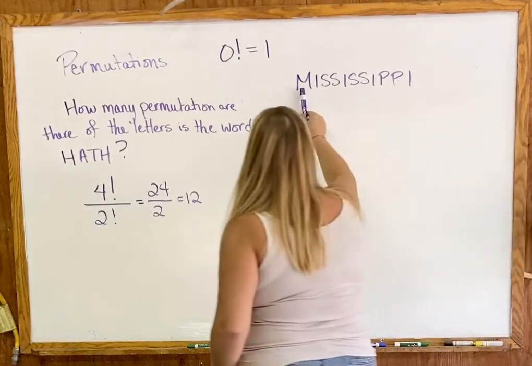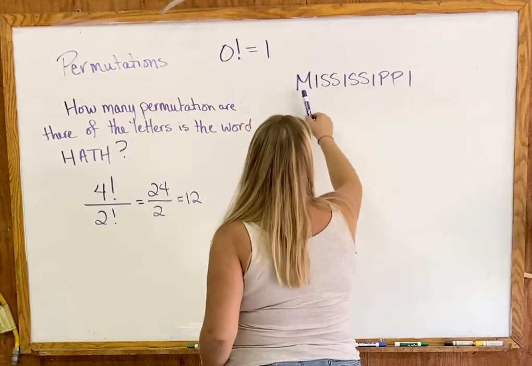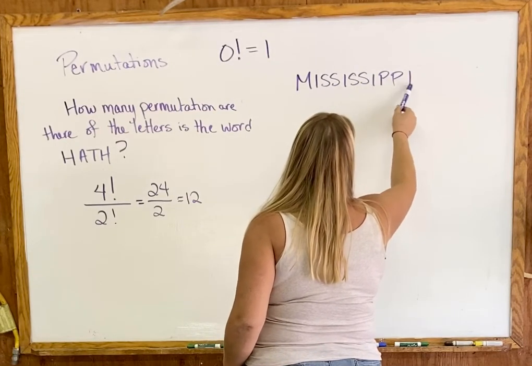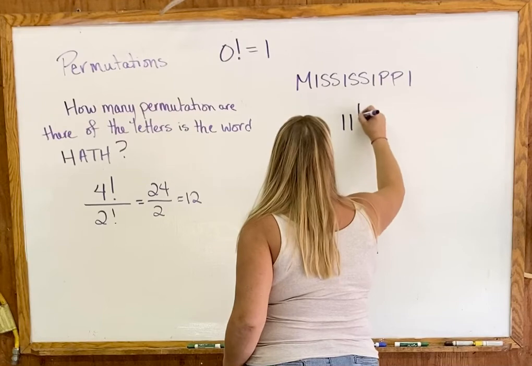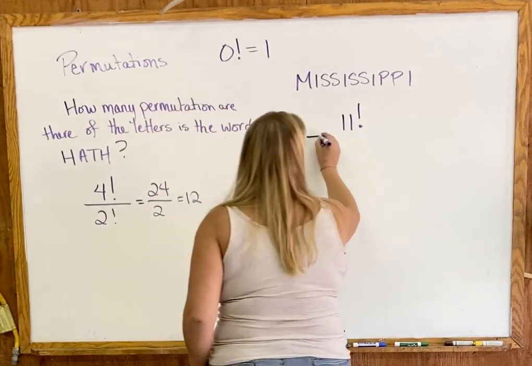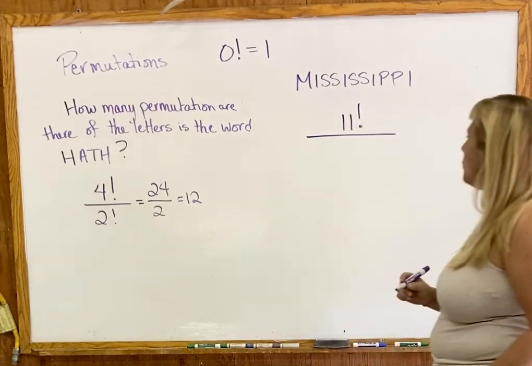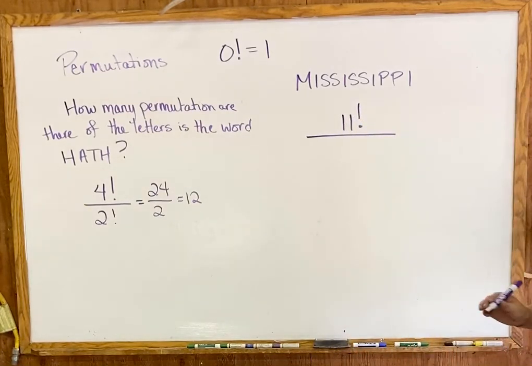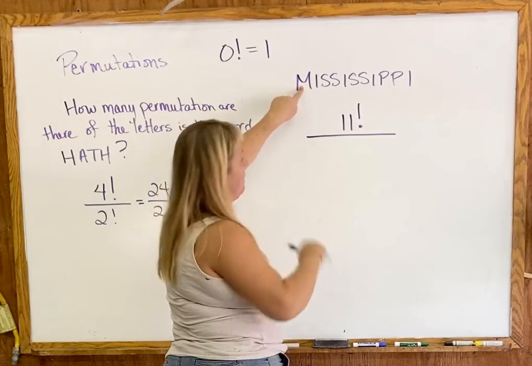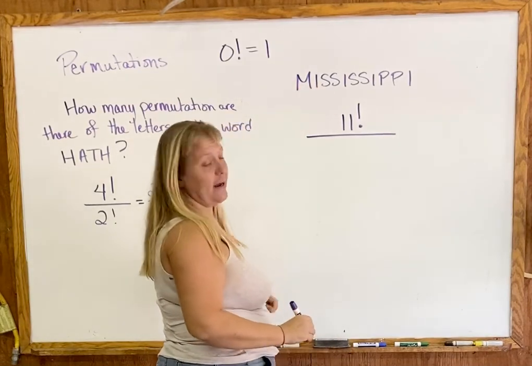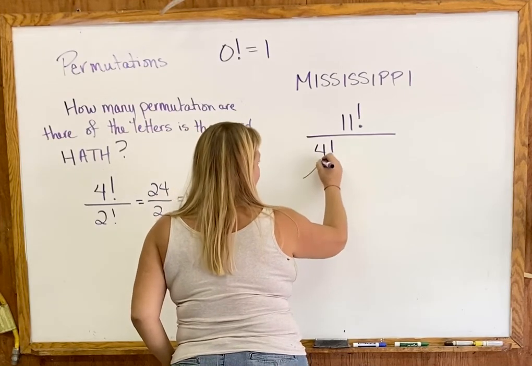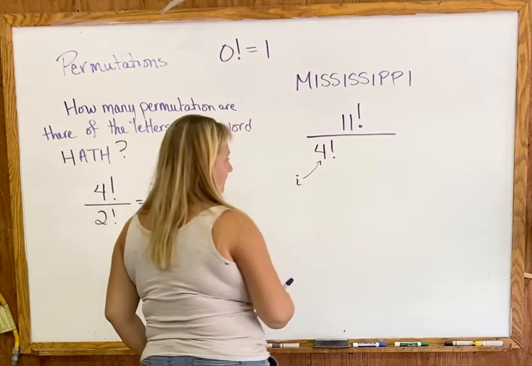So the first thing to do is to figure out how many letters there are in total. 1, 2, 3, 4, 5, 6, 7, 8, 9, 10, 11. So we start with the 11 factorial on the top. Okay. Then what we're going to do is we're going to go through and look for the repeats. Now, does the M repeat? It doesn't, so we don't worry about it. How many I's do we have? So we have 4, and we'll hit a factorial, and these are for the I's.